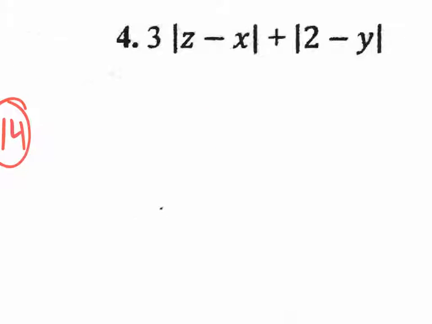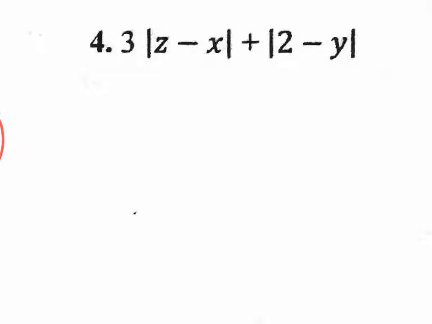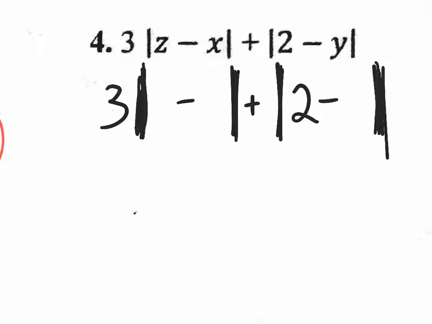Let's try number 4. First thing to do on number 4 is to rewrite everything, but leave some blank spots instead of z, x, and y. So the z value is what? Negative 4. The x value is what? Negative 1. The y value is what? 3. So notice that I rewrote everything. I left the blank spots for z, x, and y. And then we're going to work on the inside of the absolute value.